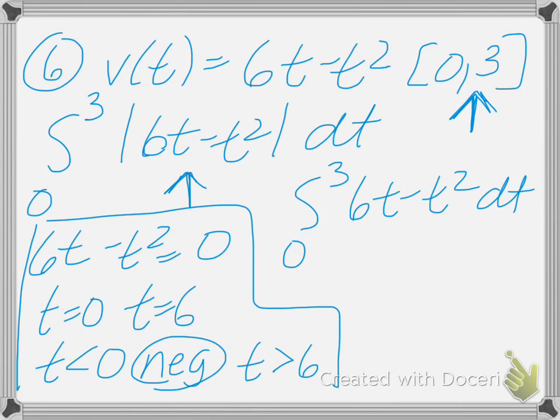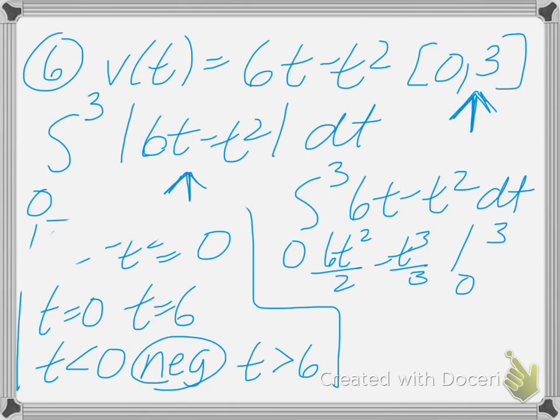And you could test any number between 0 and 3 into the velocity, and you'll see you're always going to get a positive number. So once you know that, now this is going to be really simple, because now you could just take the antiderivative as it goes from 0 to 3. So I'm just going to erase a little bit, make some room.